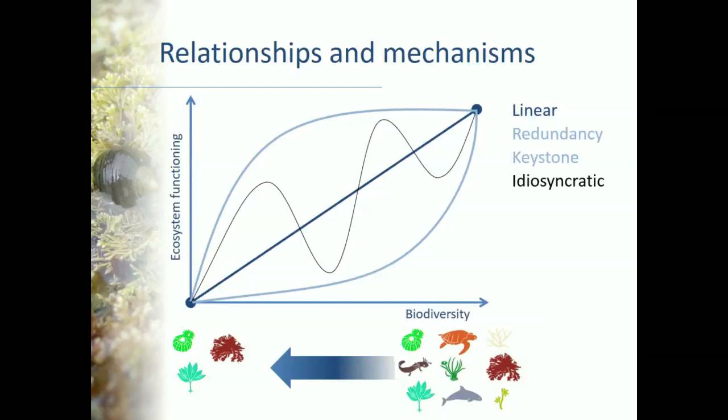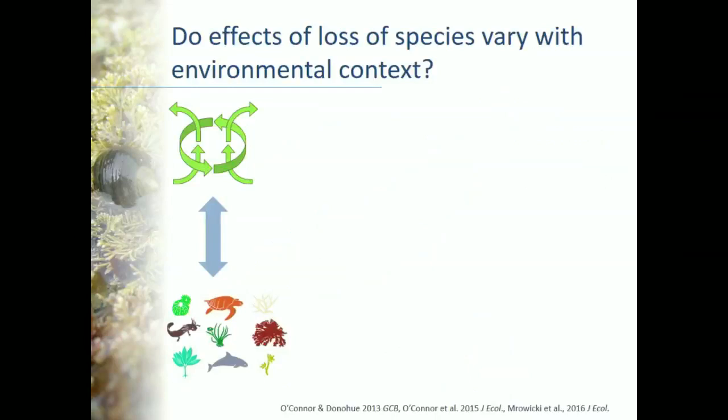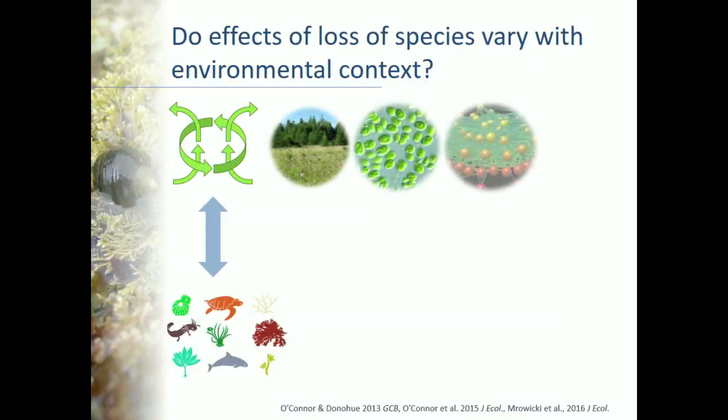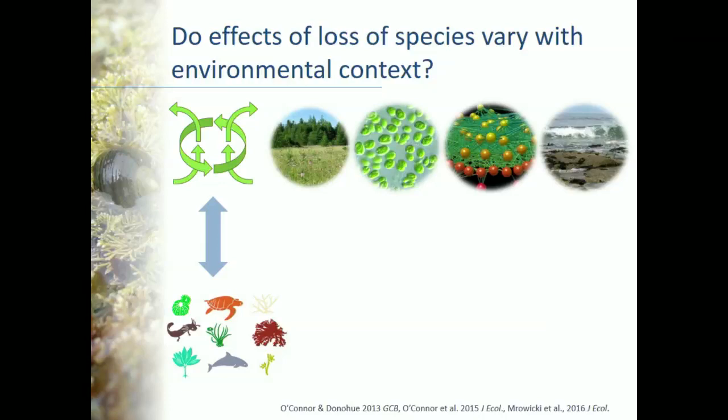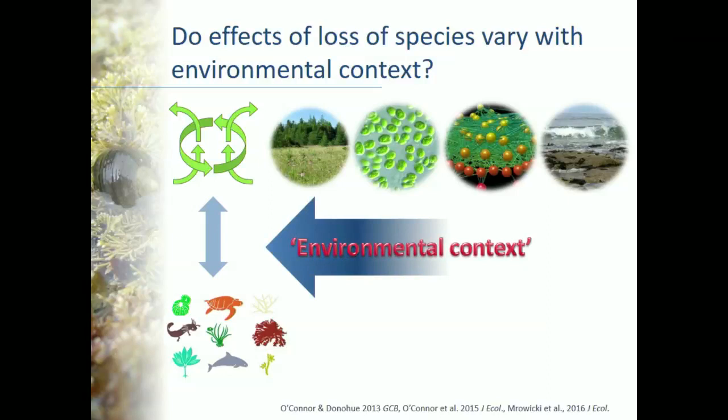To make them more predictive, we need much more specific information based on the system that we're working in. And that's pretty much what everybody in my lab does in some shape or form. So what we're looking at is, do the effects of species loss vary with environmental context? This has been done various different ways, using some of the classic grassland experiments, using microcosm approaches, sometimes food web approaches, or getting out into the field and doing actual removal exercises. What we want to do primarily is characterize what happens when species are lost from a system, and then see how that changes under different environmental contexts.